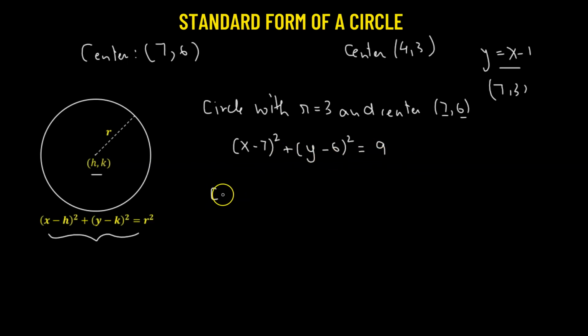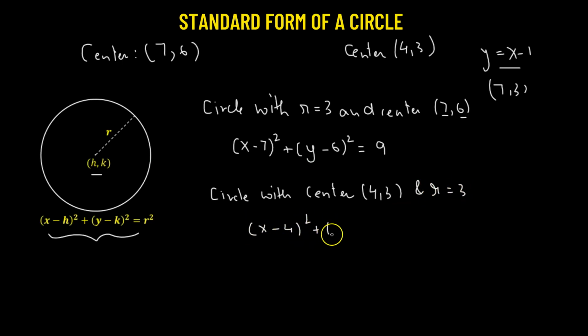And then we have the other circle with center 4, 3 and radius r equals 3 units. So we'll have x minus 4 whole squared plus y minus 3 whole squared equals 3 squared. So that's going to be 9. So there are indeed two circles possible. So let's try to look at it graphically.